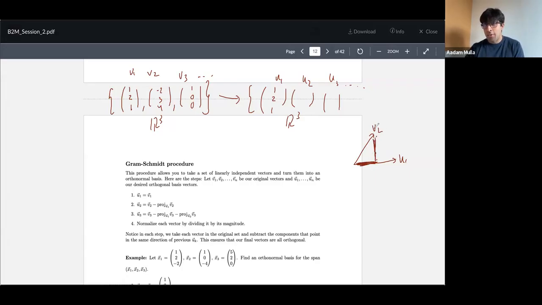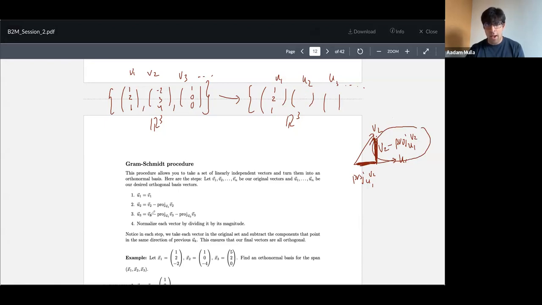So here's v2 originally, and here's the projection of v2 onto u1. How would I write this remaining part? I would say this is v2, my original vector, minus the projection of v2 onto u1. And this is the vector I want, right? I want a basis vector that's perpendicular to my original u1 right here. So that's why this is going to be my expression for u2, what I'm going to put in here.